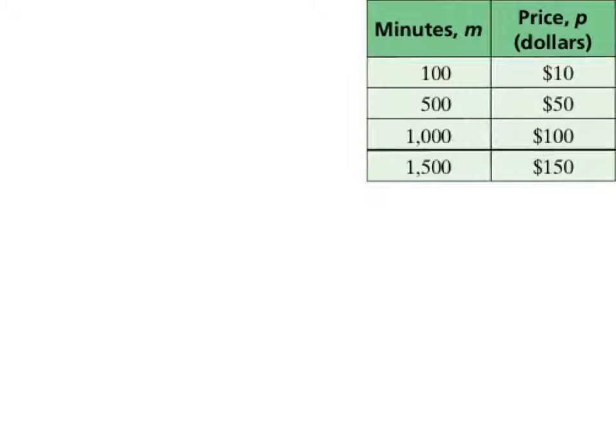So first we need to set up a ratio. We're going to have the price over the minutes used. We can pull any set of data, so we'll start with the first one. The first dollar amount we have is 10, and the first minutes used is 100. So you're simply going to simplify that ratio.